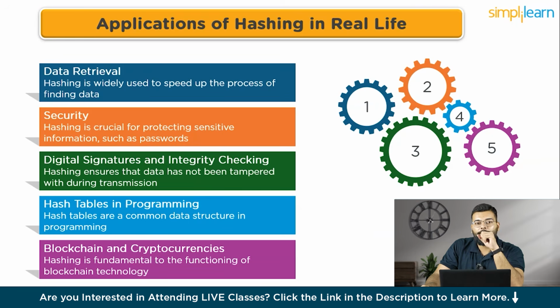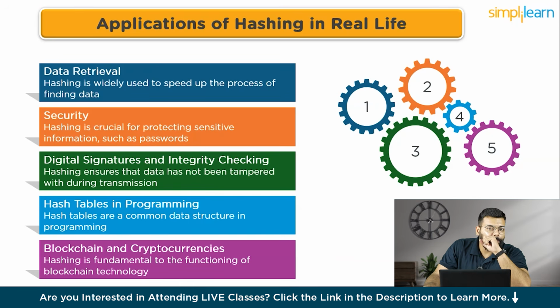Now coming to number three, that is digital signatures and integrity checking. Hashing ensures that the data has not been tampered with during transmission. Digital signatures use hashing to verify the integrity and authenticity of a message or document. For example, when you download a software update, the provider might give you a hash of the file. After downloading, you can hash the file and compare it to the given hash. If they match, you know the file is intact and has not been corrupted or altered.